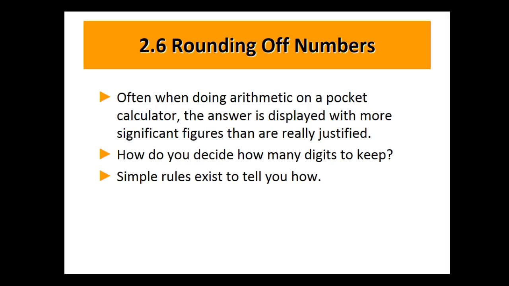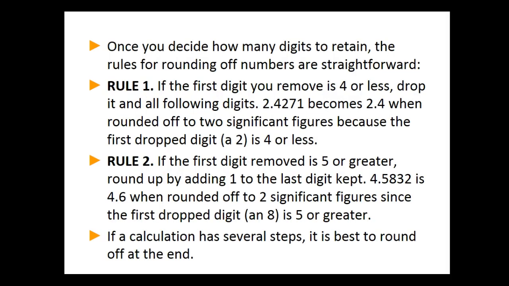It says, when we're doing arithmetic on a pocket calculator, the answer is displayed with 1 or more significant figures that are really justified. So how do you decide how many digits to keep? There's simple rules. So rule 1, if the first digit you remove is 4 or less, you're going to drop down. So it's basically the rounding rules. If it's 4 or less, you're going to round down. And then the second rule is if the number is 5 or more, you're going to round up.